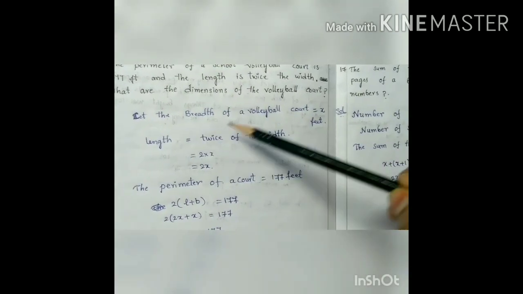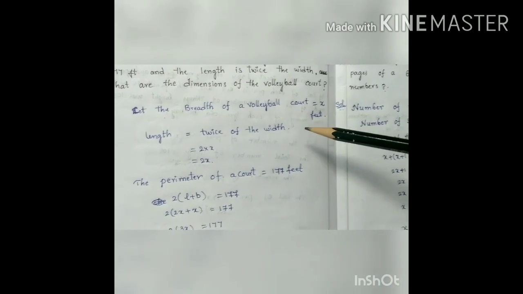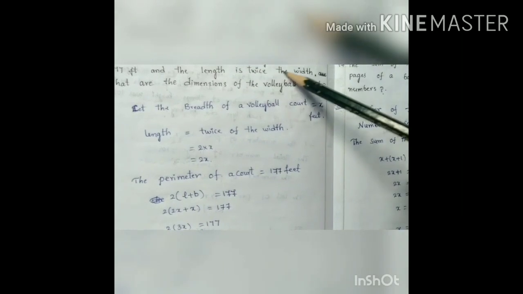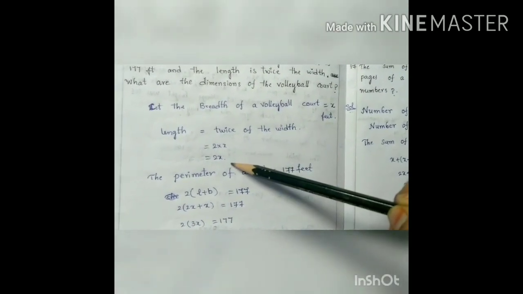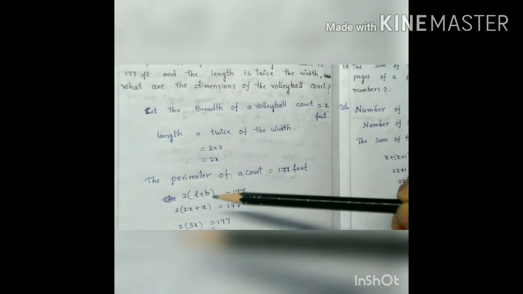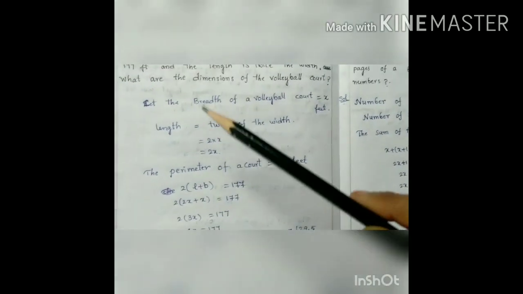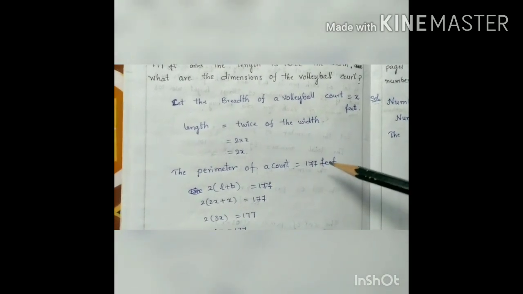Okay children. Let the breadth of the volleyball court be x feet. The length equals twice the width, so 2 into x is 2x feet. The volleyball court is already given as a rectangular shape. So the perimeter of the court equals 177 feet.